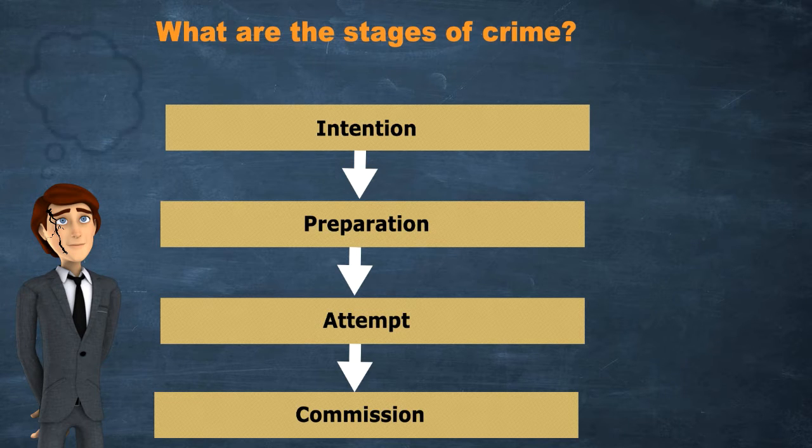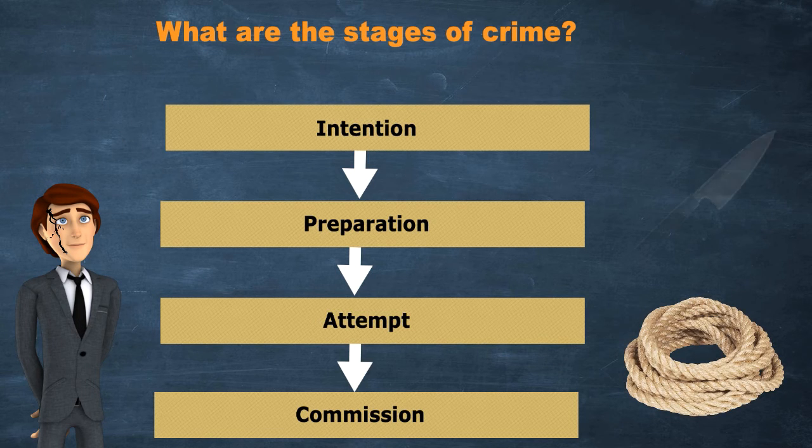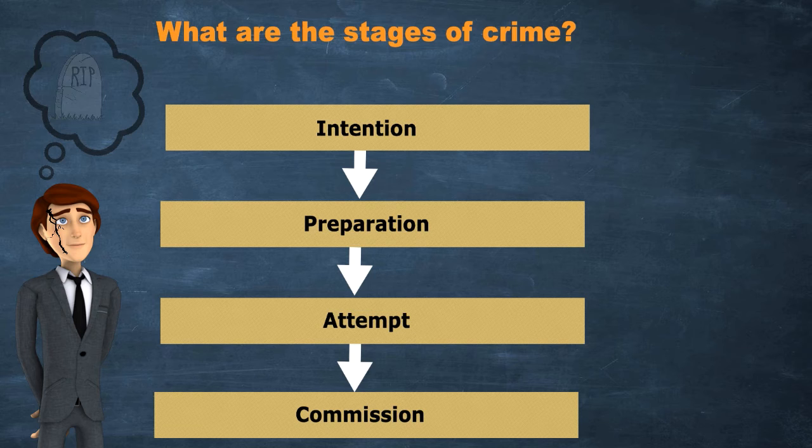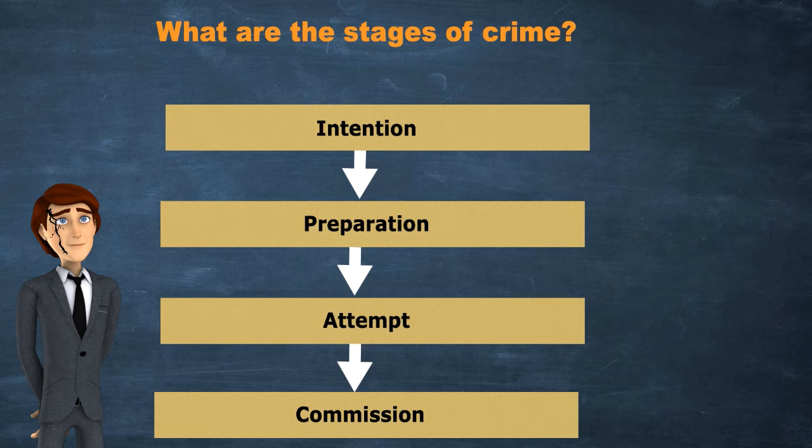The second one, that is preparation. So if you're doing something, unless it is substantial or perceptible, like buying some illegal weapon, then that is another issue. Otherwise, if you are buying some rope and some knife, of course you can buy that. So if you are doing such kind of preparation, even then it is not a crime. But yes, if you are preparing to murder someone by buying an illegal weapon, a pistol, then that is again a crime. Okay, only buying the illegal weapon. So that is intention and preparation.